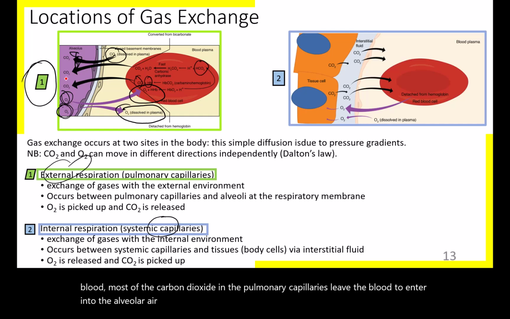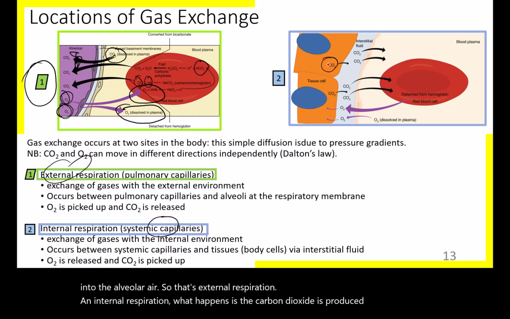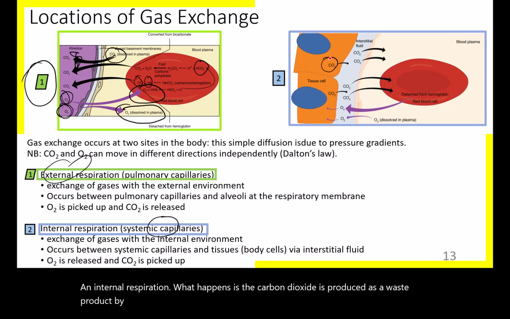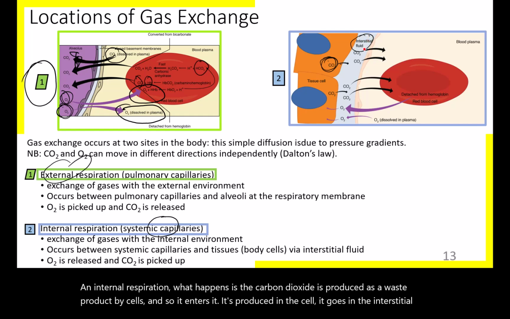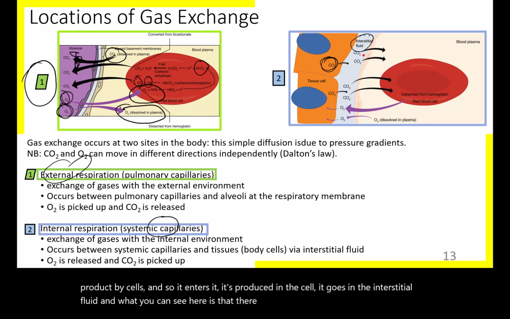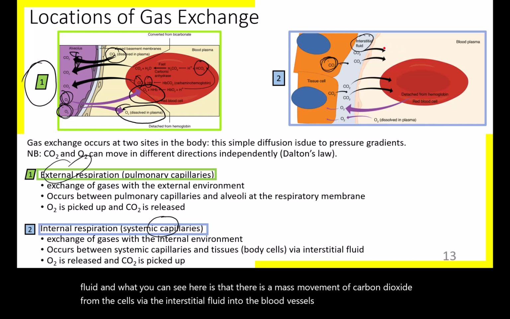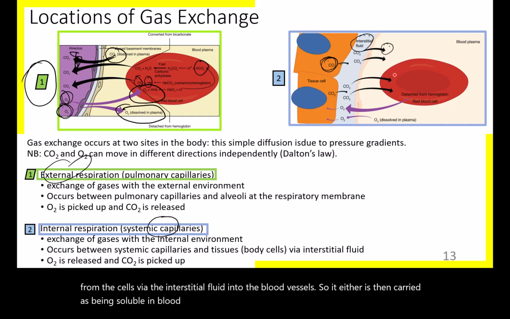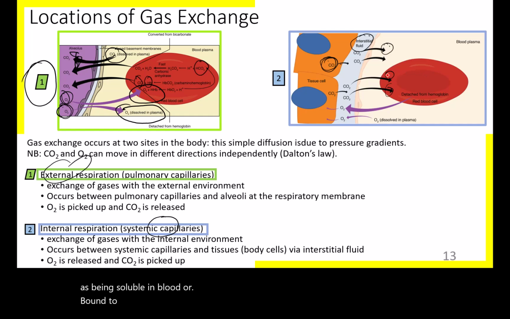So that's external respiration. In internal respiration, carbon dioxide is produced as a waste product by cells. It's produced in the cell and goes into the interstitial fluid. And you can see here that there is a mass movement of carbon dioxide from the cells via the interstitial fluid into the blood vessels. It is then carried either as being soluble in blood, bound to hemoglobin, or transported as bicarb.